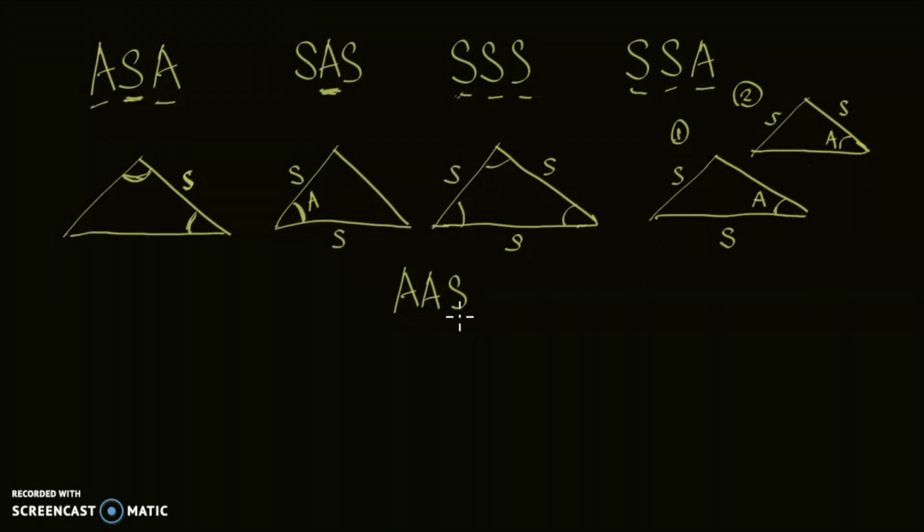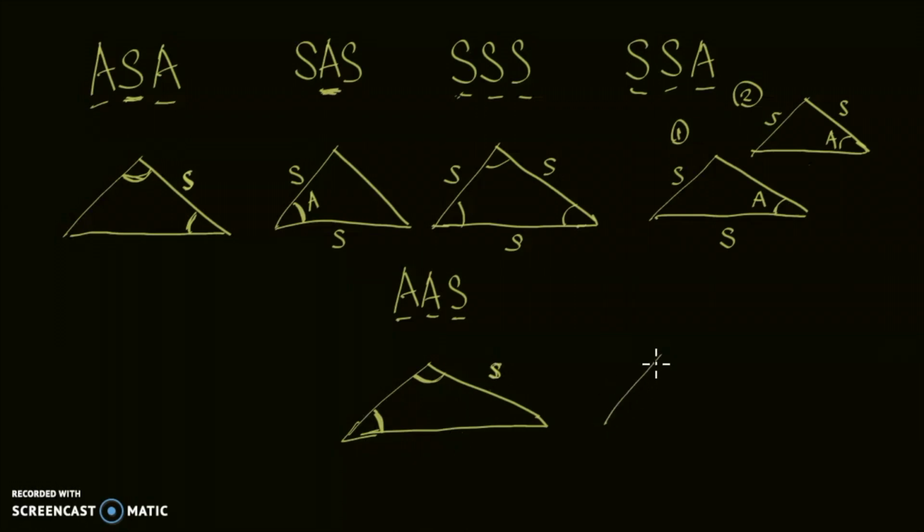And then we have AAS. Okay, we have two angles and we have one side, but the side is not between the two angles. So it is basically a variation of ASA. But in this case, the angle could be here and the other angle could be here, and this could be the side, or this could be the side, perhaps. So this side is not adjacent to both these angles. We have two angles and one side, but the side is not between these two angles.